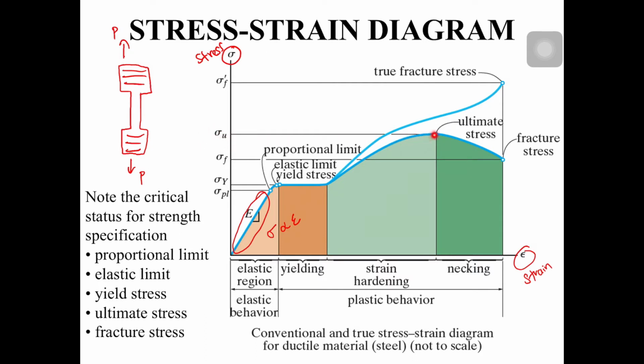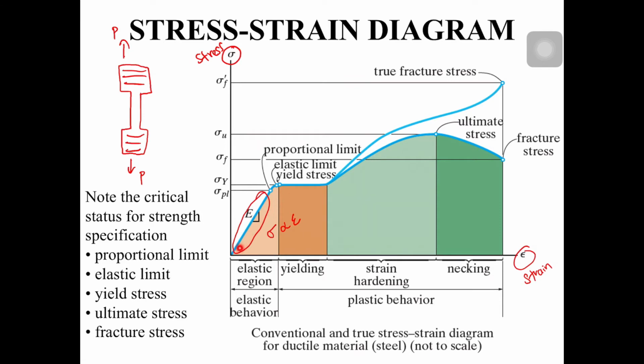Alright, and then it will go down. Okay, the stress will go down, but the strain is going up. The stress will go down until it will fracture. Fracture means it fails. Alright, broken. Alright, so concentrate on this first, the below parts. Okay, what is the difference between the below parts and the upper parts?